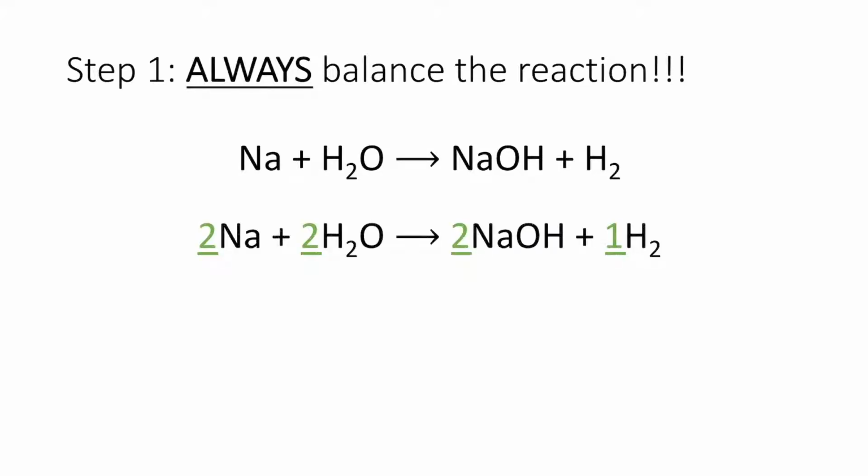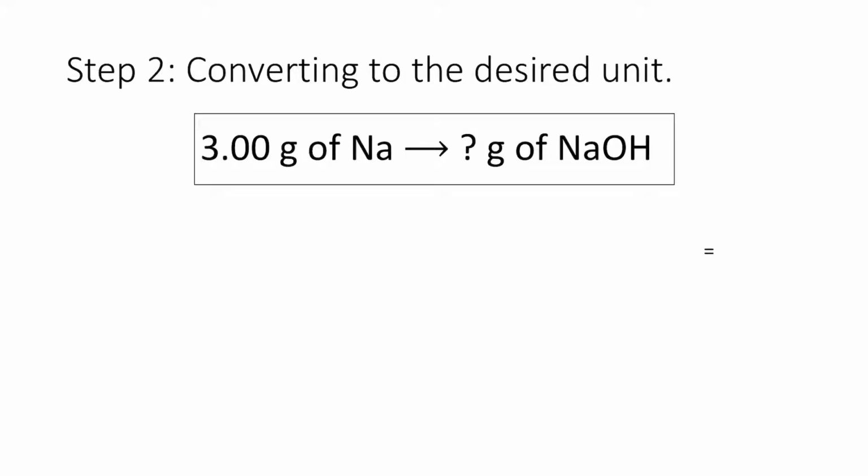And this is a balanced reaction that I've got. Now we can start doing stoichiometry and find how many grams of sodium hydroxide that we get from 3 grams of sodium. And step 2, when we do the stoichiometry problems, is to do unit conversion, converting from the given unit to the desired unit. And in this case is converting from grams of sodium to grams of sodium hydroxide.